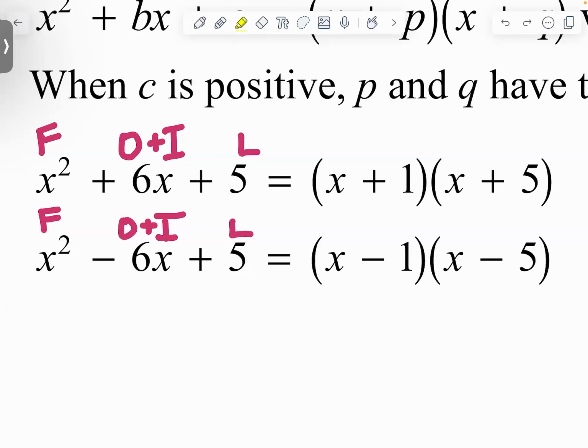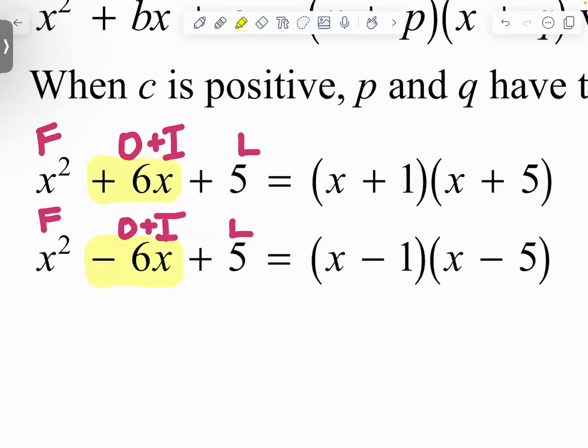How do we know that we need two pluses or two minuses? Okay, how do we know if we need x plus 1, x plus 5, or x minus 1, x minus 5? How do we know to use minuses or pluses? I'm looking at the positives and negatives. If that middle term is positive or negative, that's telling us what we need.